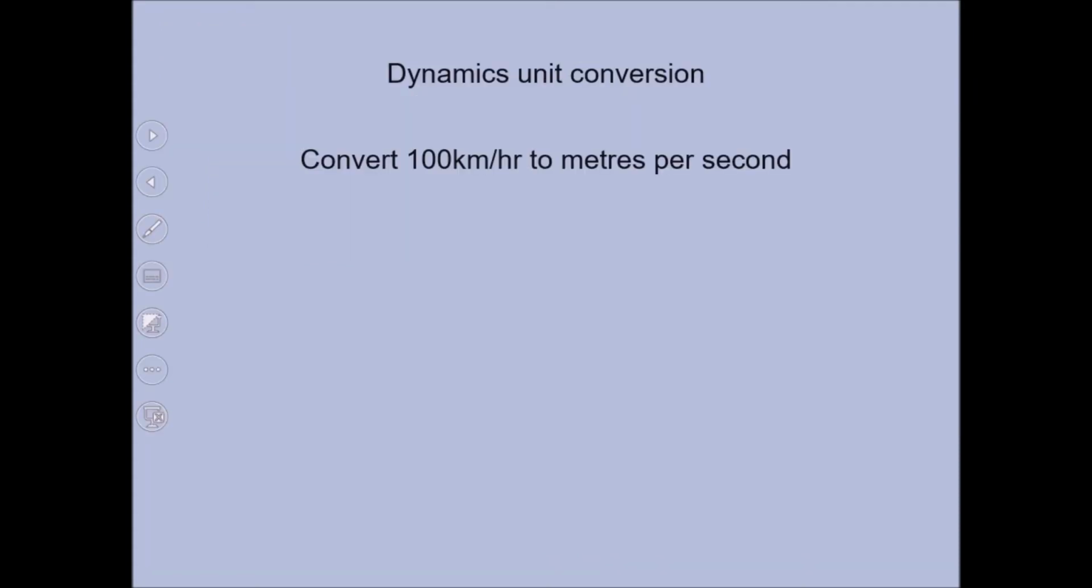Alright, so we'll start off with a nice easy example. Convert 100 kilometers an hour to meters per second. First thing we've got to understand here, to get from kilometers to meters, is that 1 kilometer is equal to 1,000 meters.